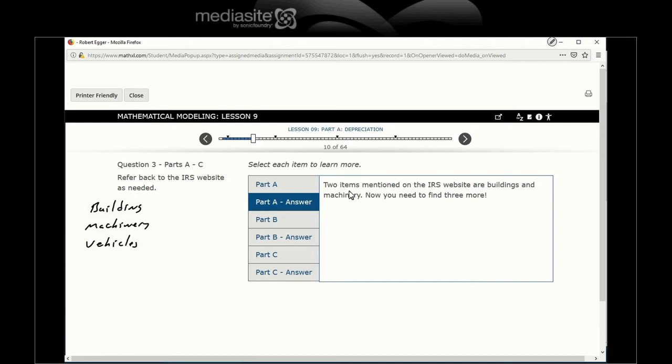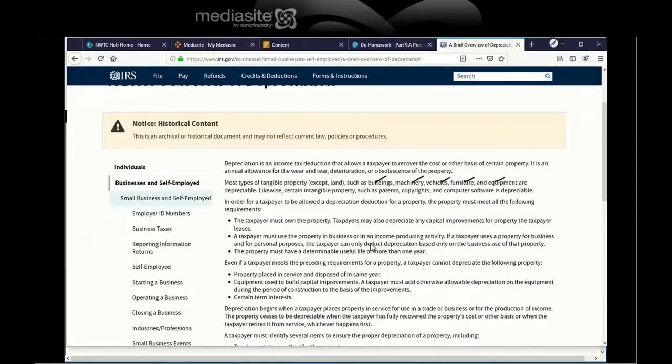They say two items mentioned are buildings and machinery. Now you need to find three more. Say what? Okay, three more. That's hard to do. I got vehicles. So furniture and equipment.